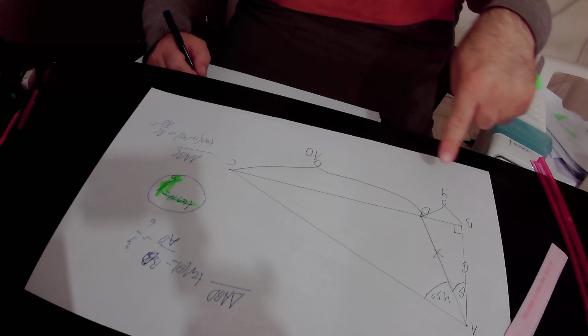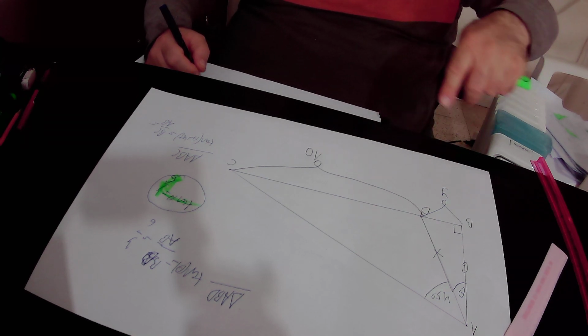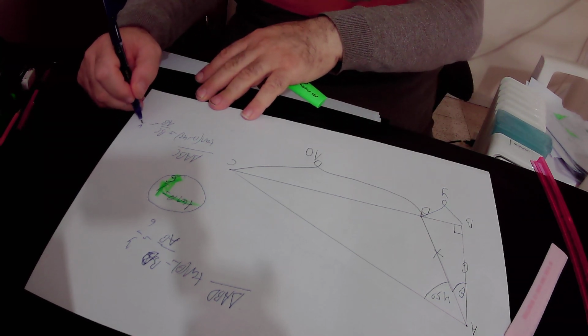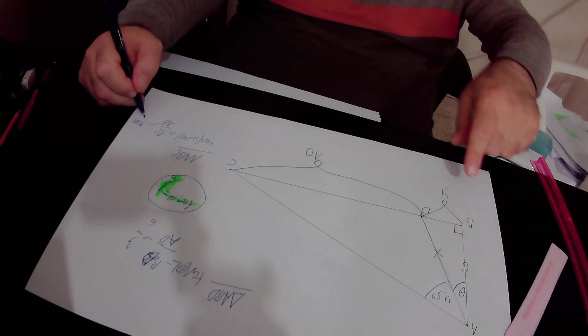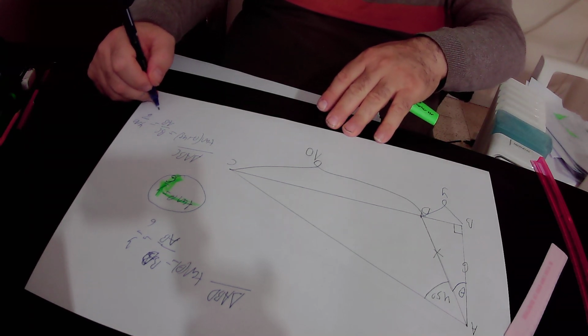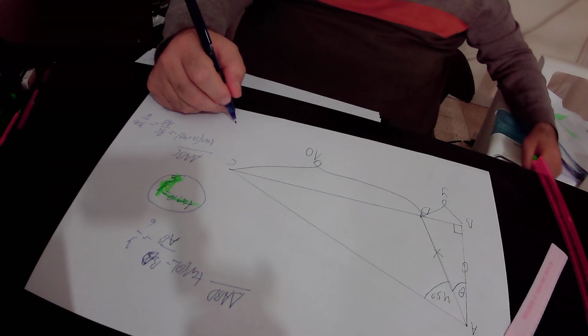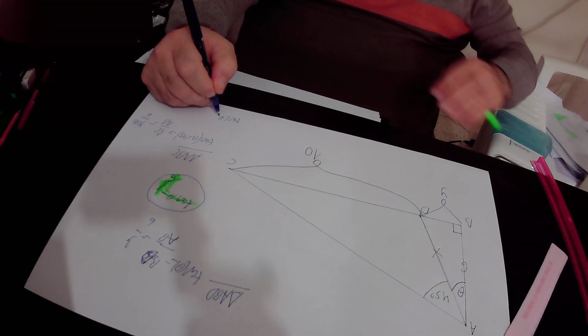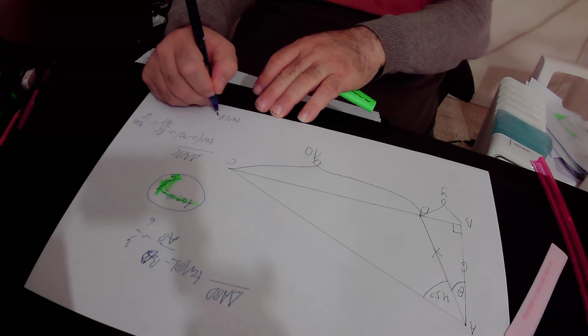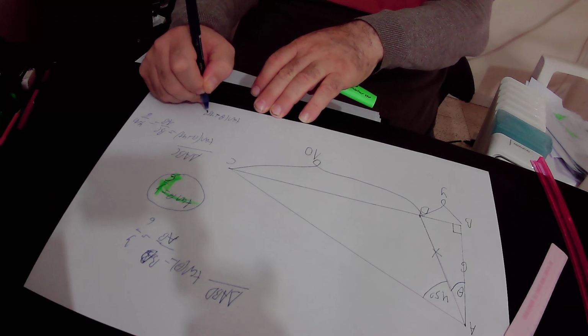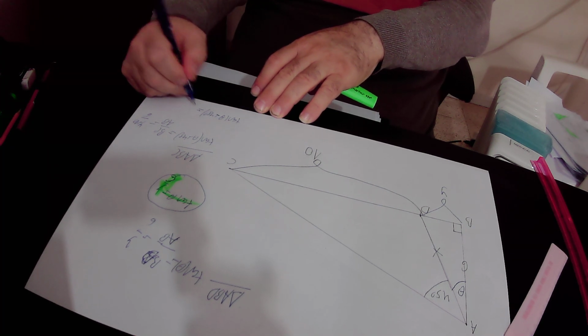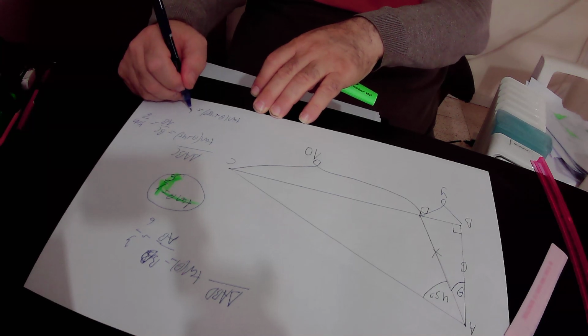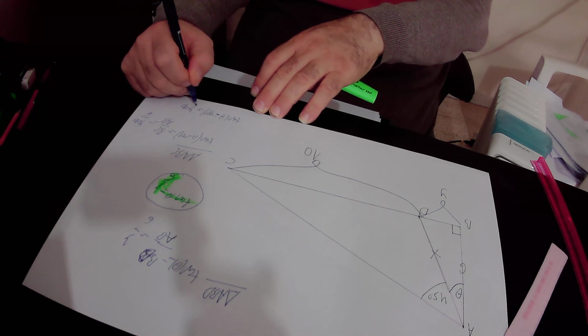BC equals y plus 10, and AB equals 6, so in conclusion we found out that in the right triangle ABC, tangent of theta plus 45 degrees equals y plus 10 over 6.